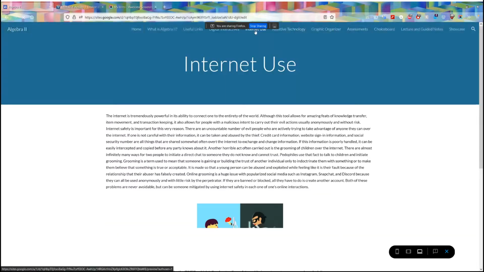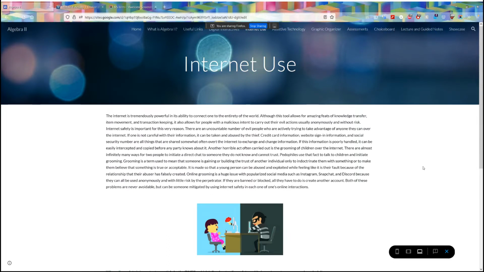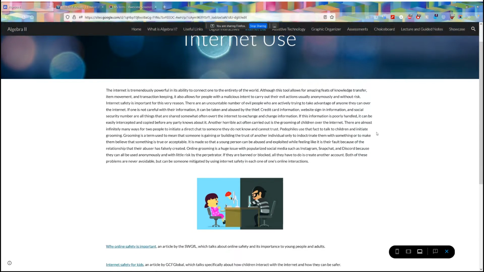Moving on to internet use. The internet is tremendously powerful in its ability to connect one to the entirety of the world, and although this tool allows for amazing feats of knowledge transfer, item movement, and transaction keeping, it also allows for people with malicious intent to carry out their evil actions, usually anonymously and without risk.